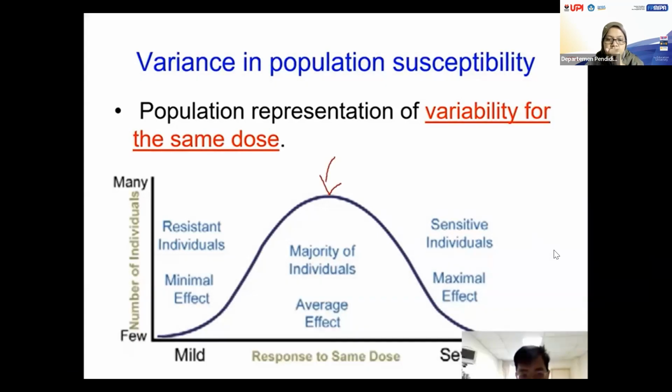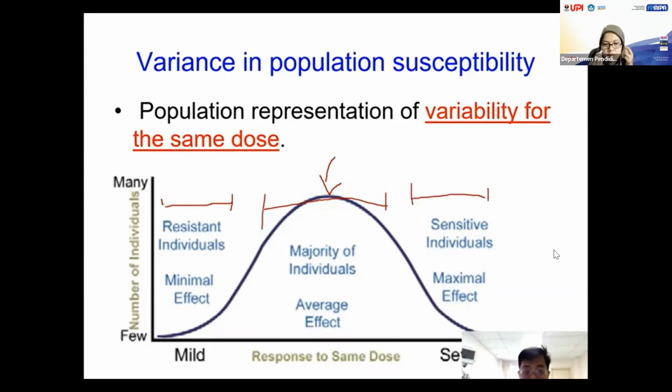If you look at this normal distribution graph, the majority of the population will undergo an average effect when they are exposed to this kind of chemical. If the chemical is a drug, for example a hypertension drug, the majority of individuals who suffer from hypertension will have the average effect, which means they are going to have the beneficial effect of that drug. Some individuals will have resistance, which means the drug they take will not be effective, so they will not feel the beneficial effect. Another portion will be sensitive individuals, who feel the maximal effects of that particular drug.